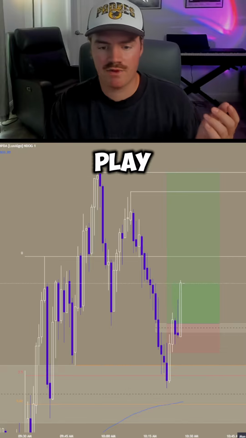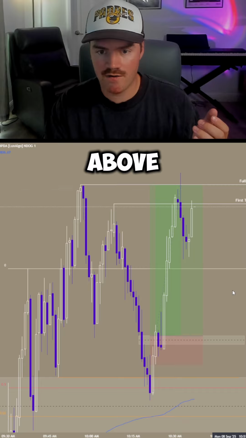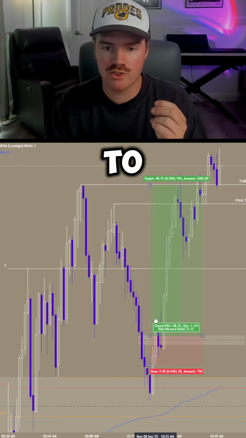All right, let's watch this play out right here. We got our entry once we closed above, and look how quick we ran straight to our TP level.